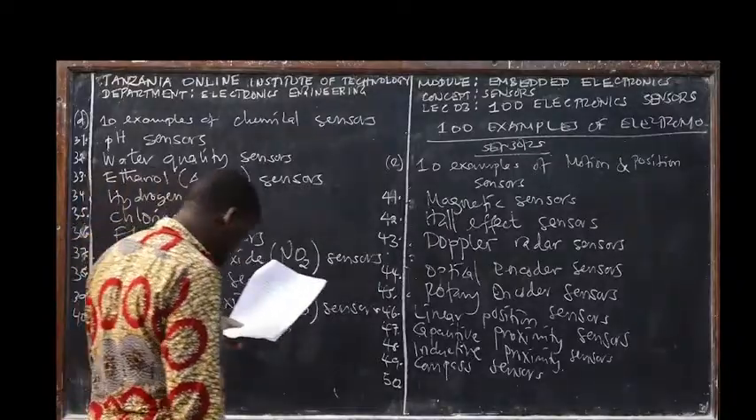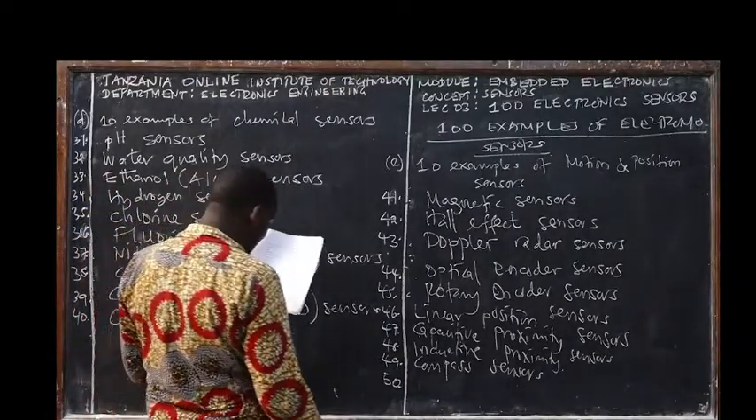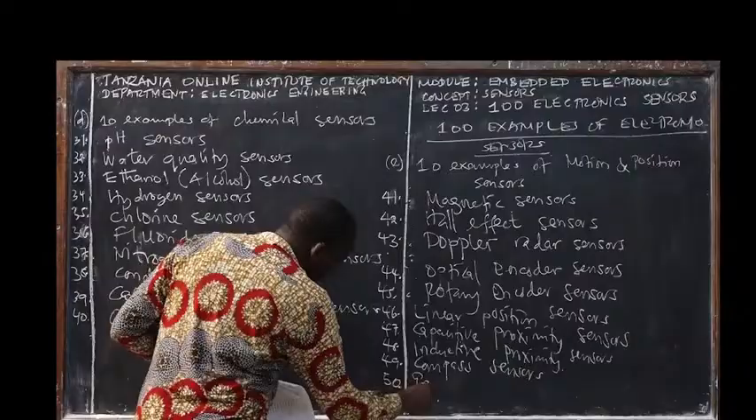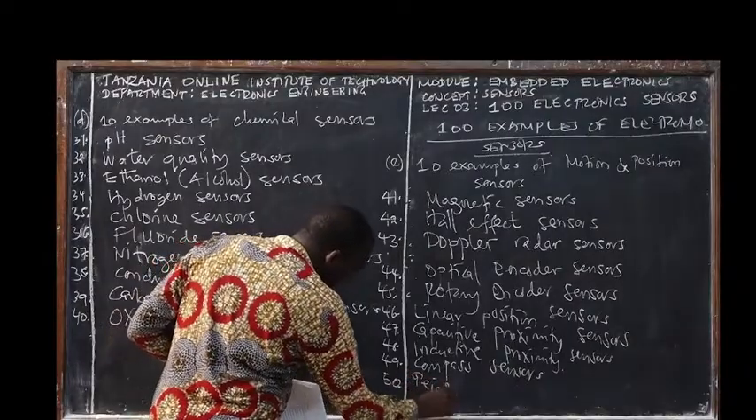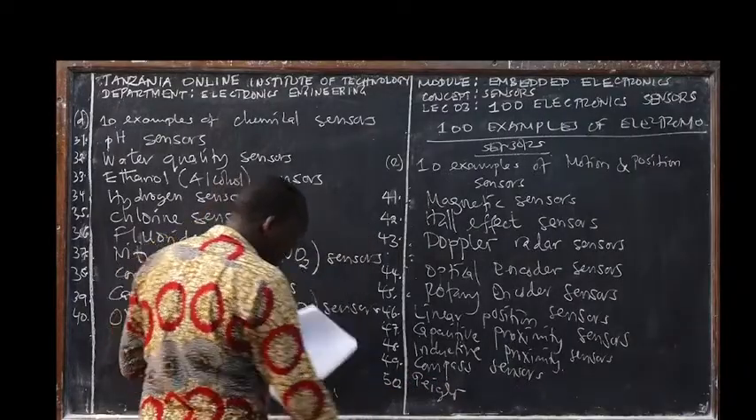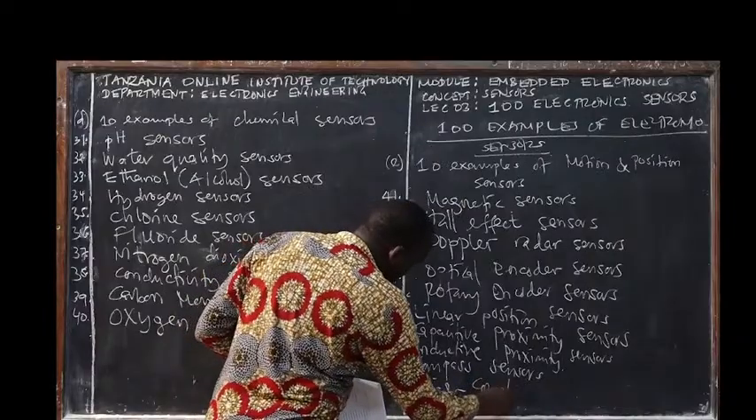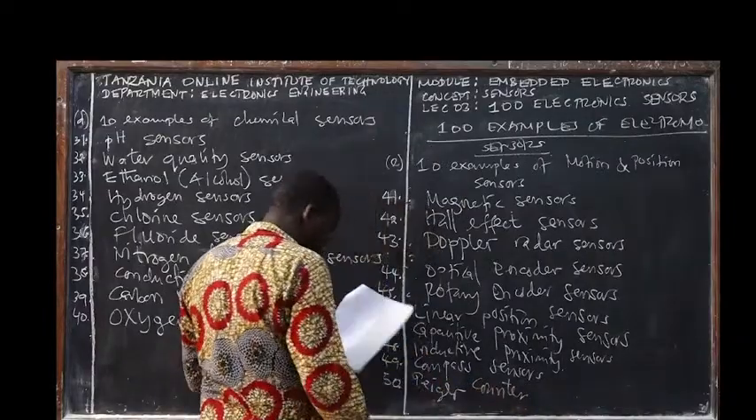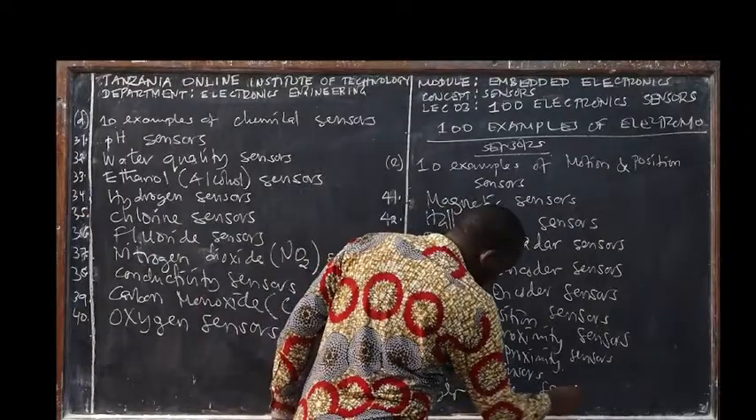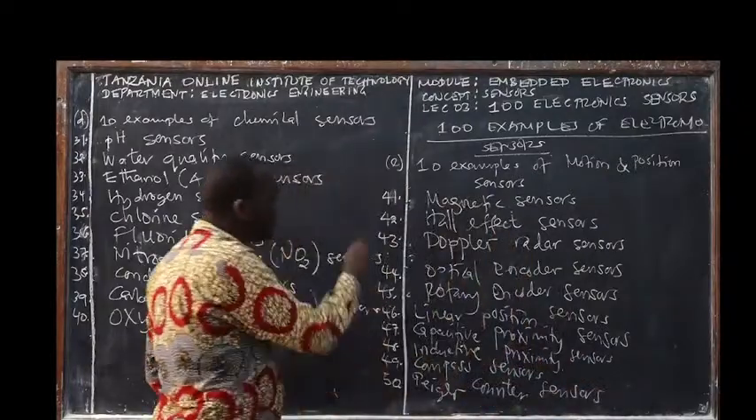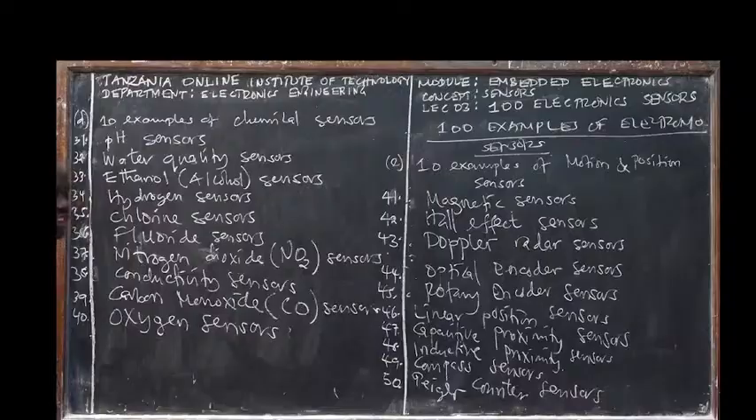Example number 50 is called the Geiger counter sensor. Do you remember about Geiger-Müller? Geiger-Müller experiment, do you remember? There is also a sensor that's called the Geiger counter sensor. So these are the 10 examples of motion and position sensors.